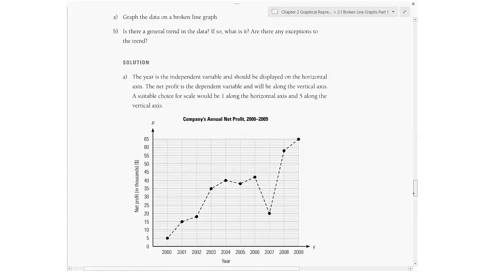On the bottom, we've got the year, and we're going to list the year 2000, 2001, 2002. In this case, it makes sense to go up by 1 year at a time. And then net profit in thousands of dollars. We have that labeled here. Here we've got P, so this is now our P-axis for profit, I'm assuming, and Y for years. You can pick whatever letters you want, but you should label those.